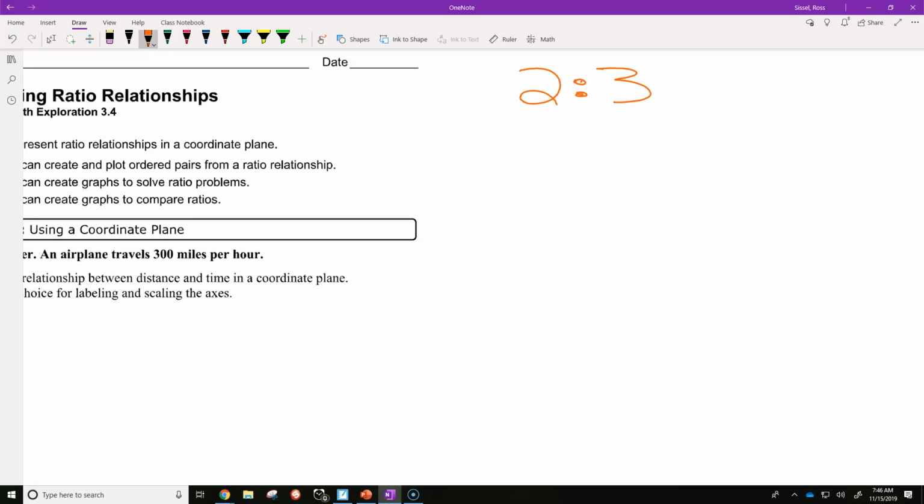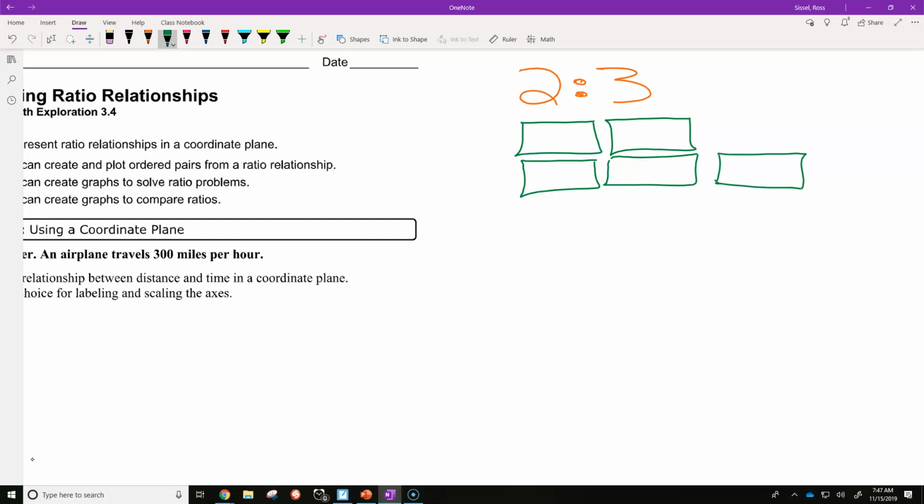In lesson 2, we went ahead and said, hey, 2 to 3 is represented in a tape diagram as 2 parts for every 3 parts. We learned to draw that. In lesson 3, we made a ratio table. A ratio table was a way to show equivalent ratios. I have 2 to 3. That's the same as 4 to 6. It's the same thing as 12 to 18. We made that ratio table.